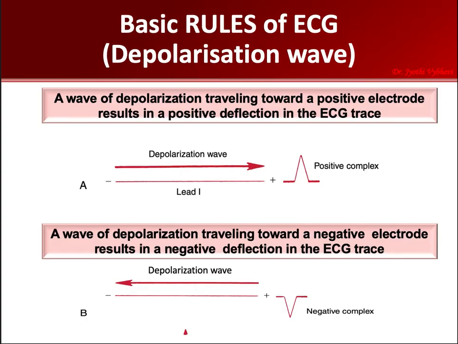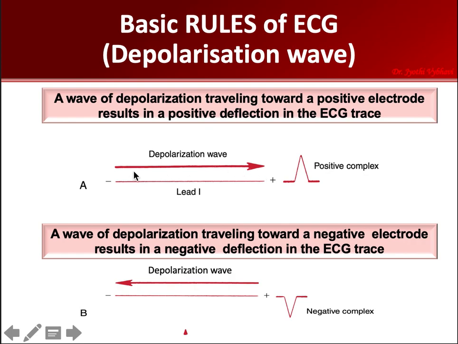So, basic rules of ECG: when a cell is undergoing depolarization, the inside of the cell membrane is slowly becoming positive, and it is moving. This depolarization is sweeping through the entire cardiac tissue. So we'll see what happens to the wave of depolarization.